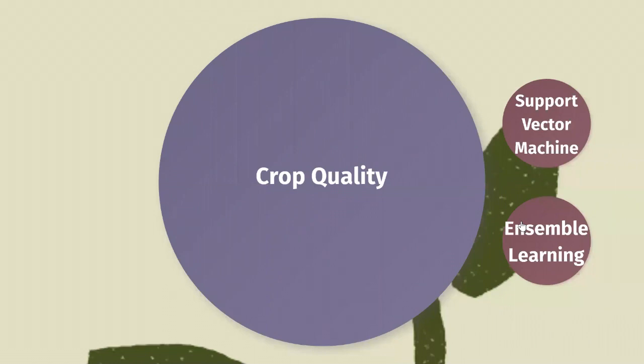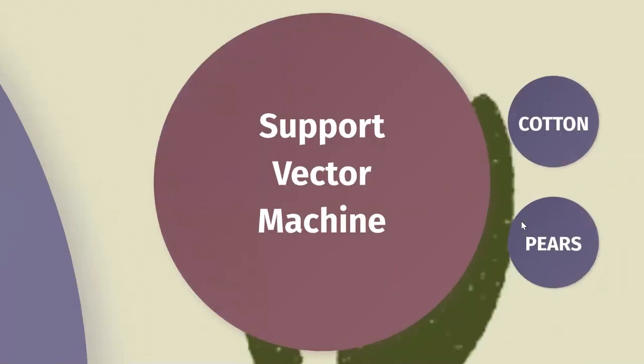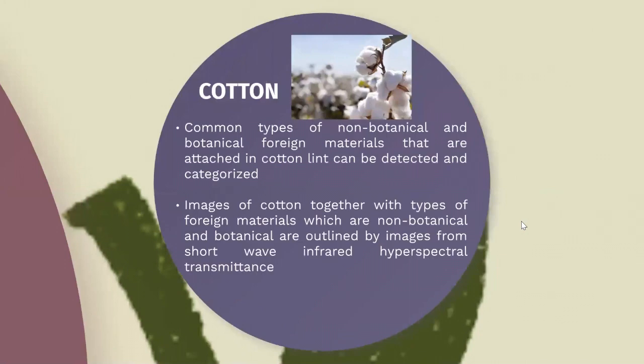Increased accuracy in detecting and categorizing characteristics of crop quality can result in raise of price of crop product and reducing of waste production. There are two models that can be used in crop quality. The first one is support vector machine. By using this model, common types of non-botanical and botanical foreign materials that are attached to cotton can be detected and categorized.